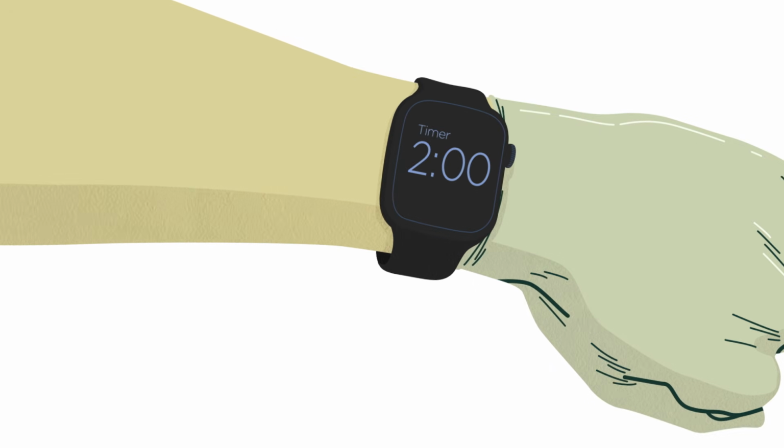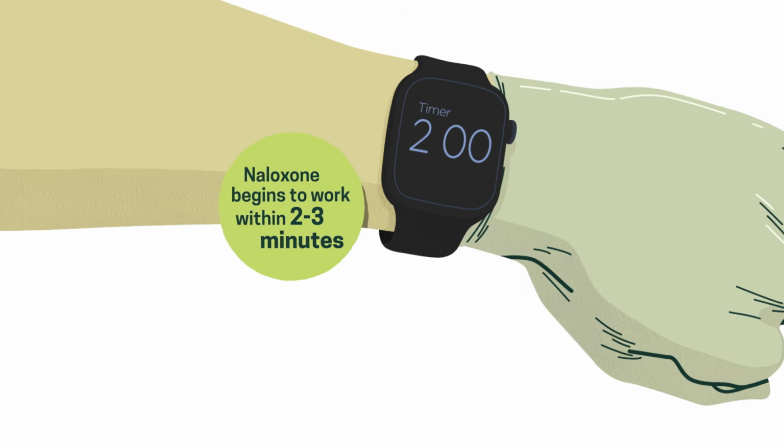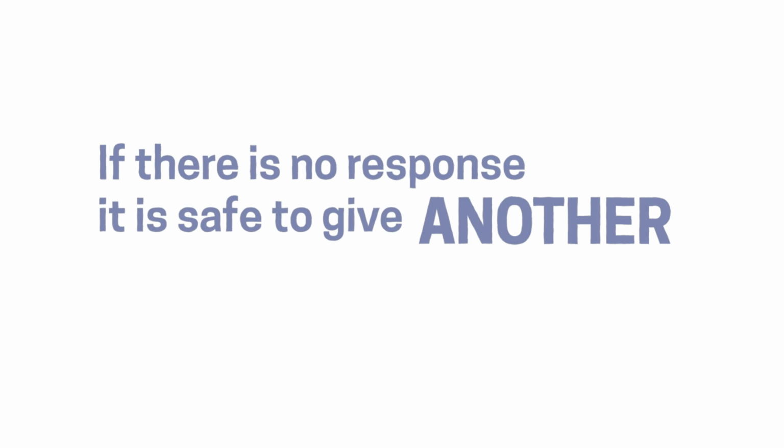Naloxone begins to work within 2 minutes. A gloved hand reaches out to show a wristwatch timer set to 2 minutes. Wait 2 to 3 minutes for the person to respond. If there is no response, it's safe to give another dose if you have it.